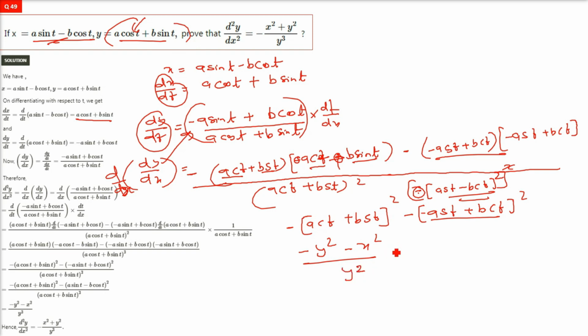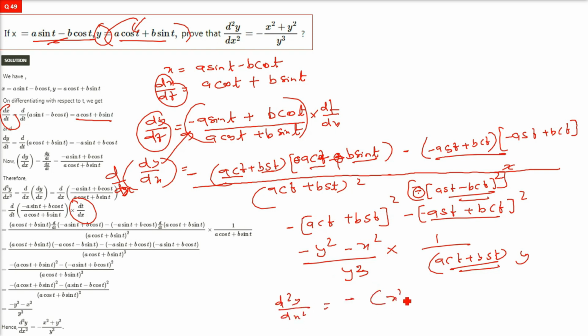Now this is not all, we have something else here. As I said, dt by dx also needs to be included. This dx by dt is already there with us. dt by dx is 1 by that thing, and 1 by that thing, which is a cos t plus b sin t, is nothing but y only. This is y only, so it will be y cubed in the denominator. So what do you get? d2y by dx2 is equal to negative, you can take outside, x square plus y square divided by y cube, because y square was already there, and that is y one more we got from dt by dx.